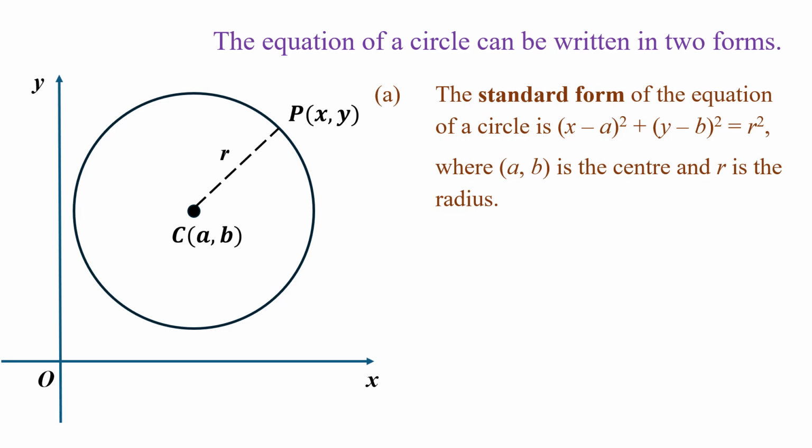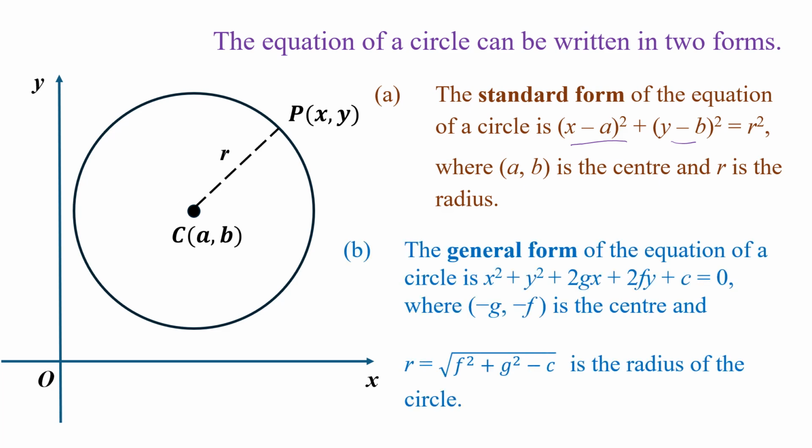Right, so from the standard form, when you expand these two terms, you'll be able to get the general form. The equivalent form is called the general form. The general form is given on the screen: x squared plus y squared plus 2gx plus 2fy plus c equals 0, where the center is (negative g, negative f). The radius is the square root of f squared plus g squared minus c.